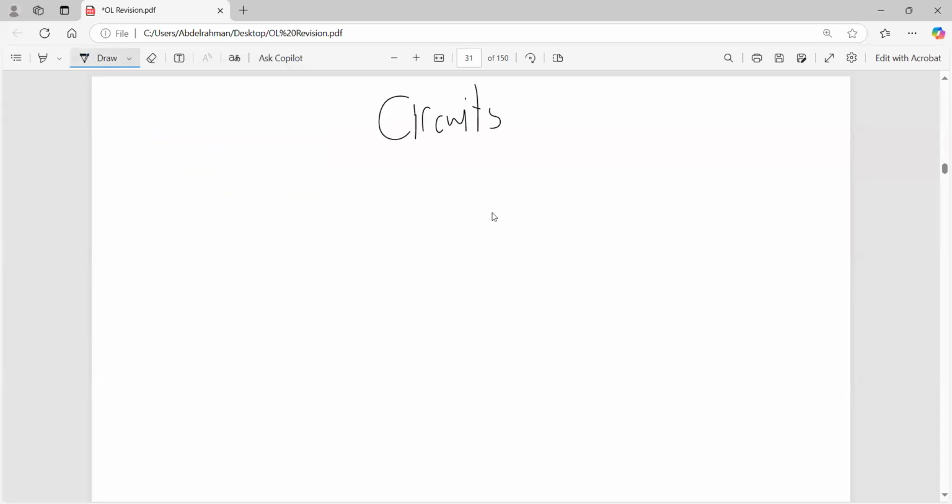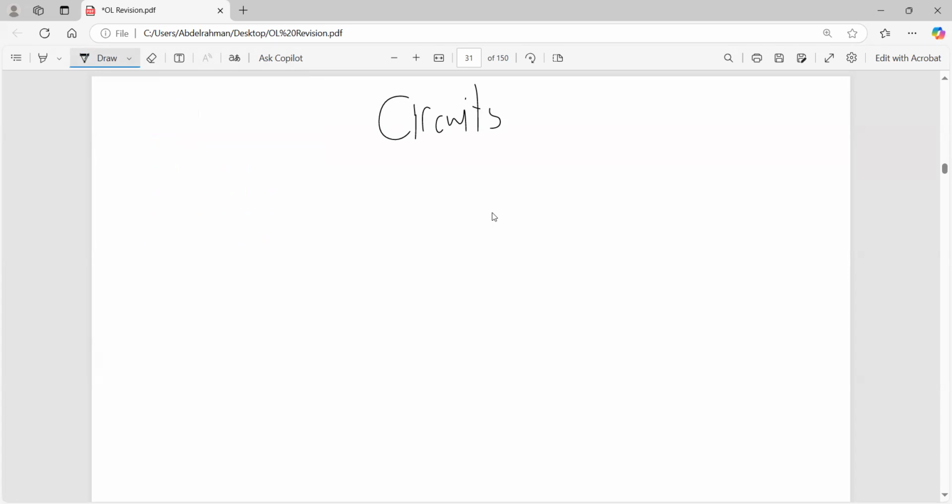Well, moving on to the more important part of this lesson, which is the circuits. We have a lot of components in circuits, but mainly we need to talk about series and parallel circuits.